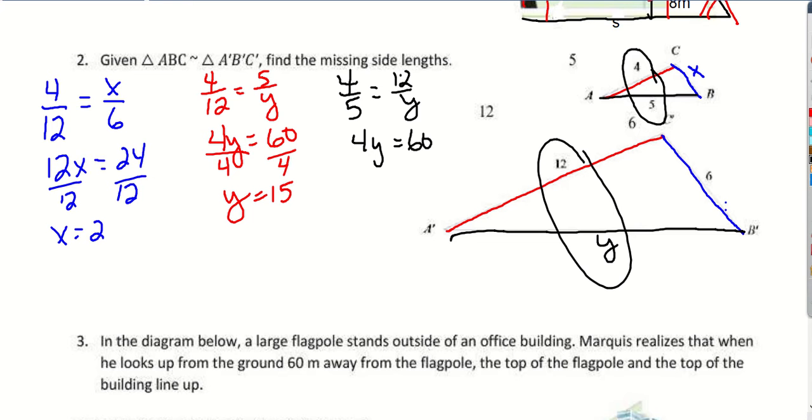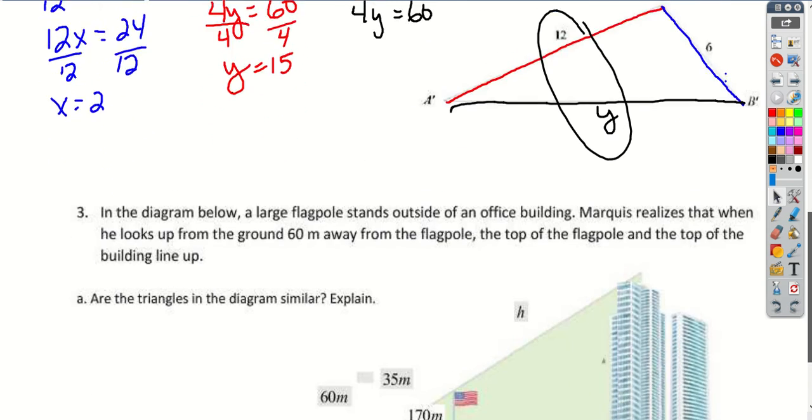So we're going to be talking about those two main things today. Ratios from one triangle to the next, and then ratios from inside the same triangle. And then we'll get into using scale factors as well.